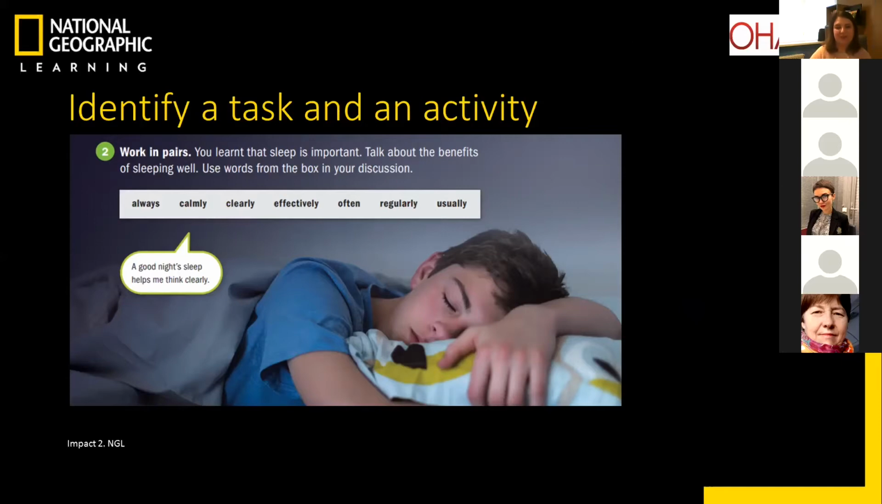Okay, who can comment on the task? What is the task? Yes, the task is to use the words from the box in the discussion between students who are working in pairs. Okay, and what do you think? What sort of activity can it be? Can you identify an activity suggested by the task first?